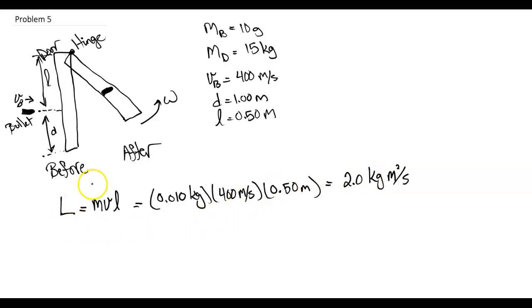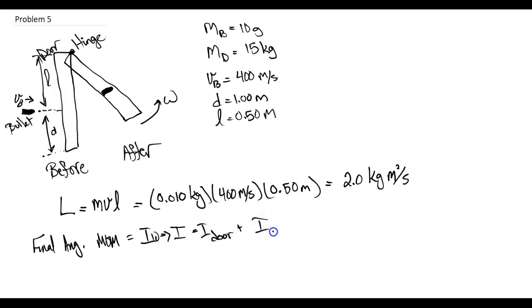The final angular momentum is I omega, where I is the door's moment of inertia plus the moment of inertia of the bullet. Right there. We can't ignore those.